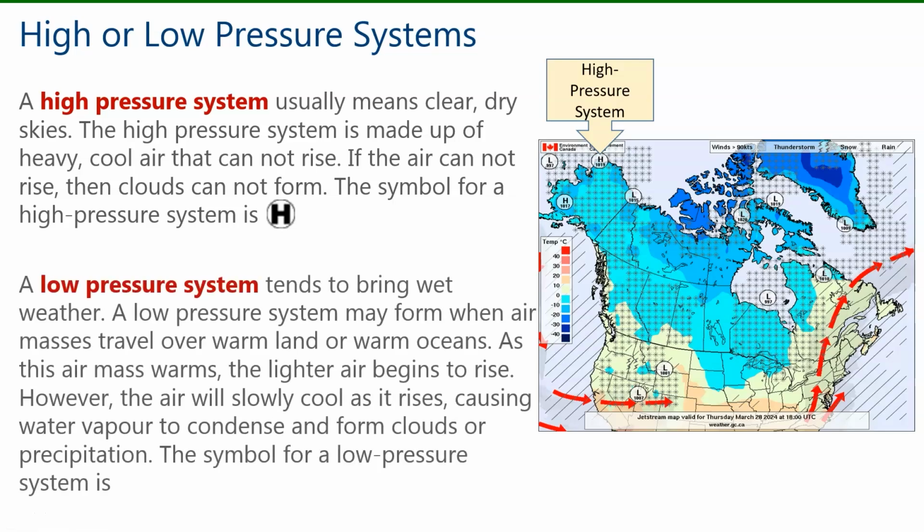A low pressure system tends to bring wet weather. A low pressure system may form when air masses travel over warm land or warm oceans. As this air mass warms, the lighter air begins to rise. However, the air will slowly cool as it rises, causing water vapor to condense and form clouds or precipitation. The symbol for a low pressure system looks like this. Generally, it's an uppercase L in a circle. And on our weather map, we see the symbol for low pressure system.